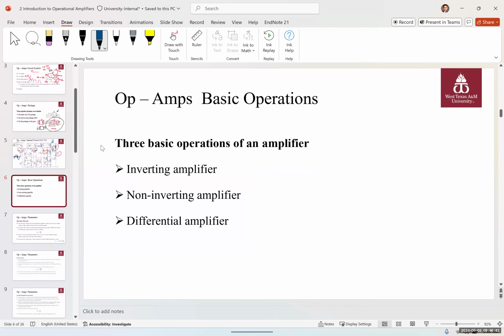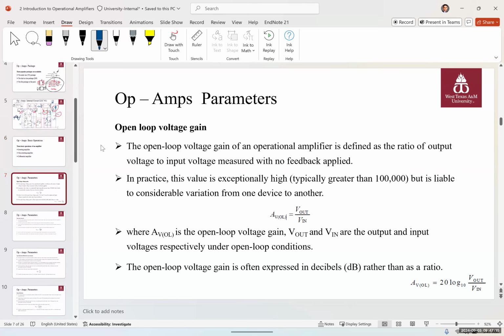We have three basic operations for an amplifier. We have inverting, non-inverting, and differential amplifier. We have other operations for amplifiers as well, like transducers, active filters, oscillators, integrator, differentiator, and so on. But the main and the basic operations of op amps are inverting amplifiers, non-inverting amplifiers, and differential amplifiers.